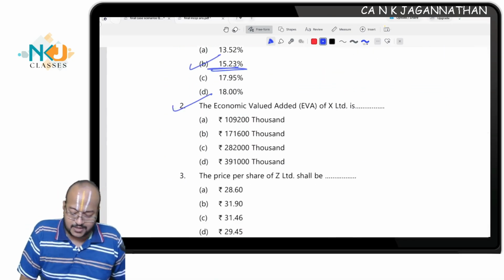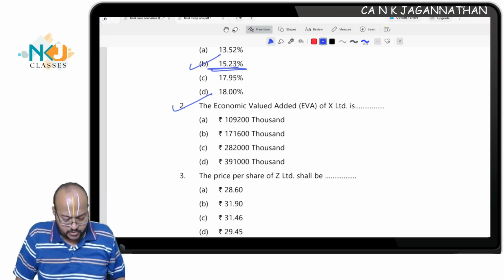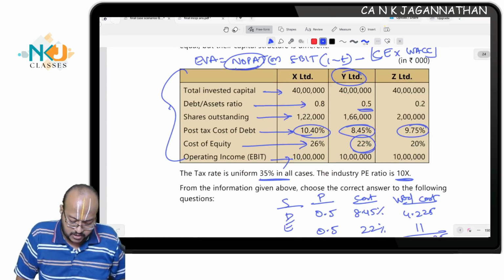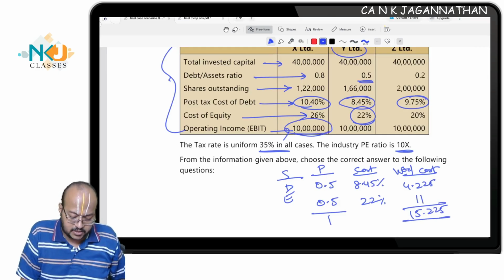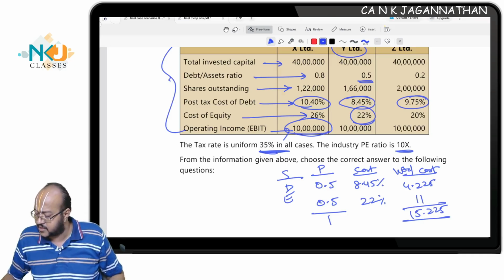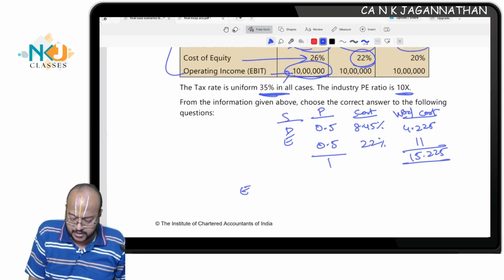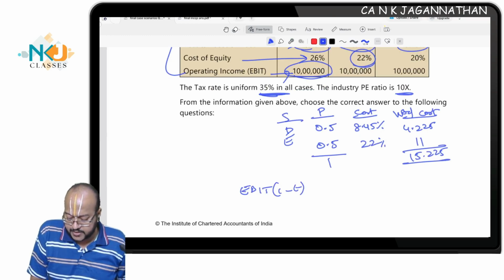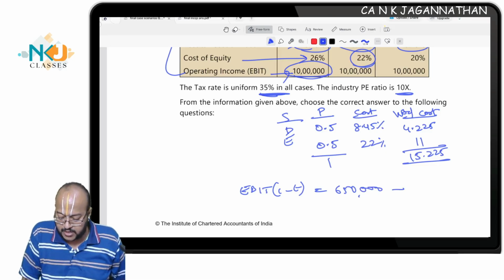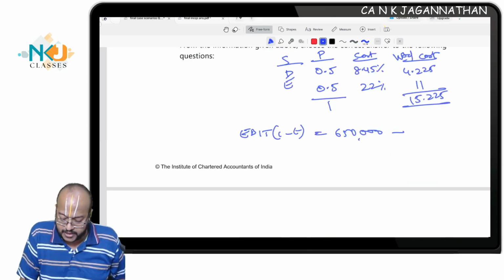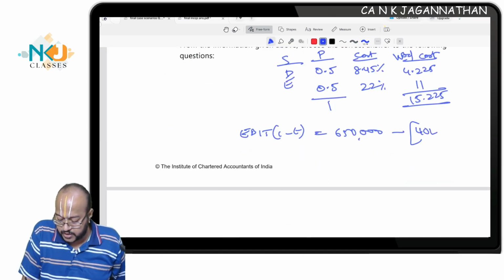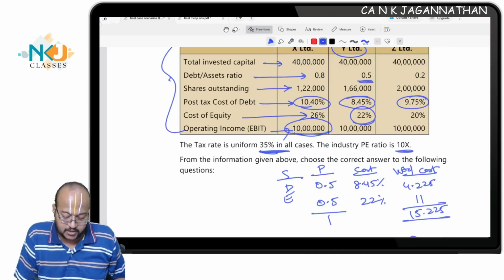The EVA of X limited. Now, first you need to understand what is EBIT into 1 minus T here. EBIT is 10 lakhs into 1 minus T. What is the tax rate given? 35%. So 65%, 10 lakhs is 6 lakhs 50,000. So EBIT into 1 minus T, you will get 6 lakhs 50,000 in this case. For X limited, they've asked us to compute minus invested capital into WACC. Invested capital is 40 lakhs into WACC. Yes, WACC you need to compute.